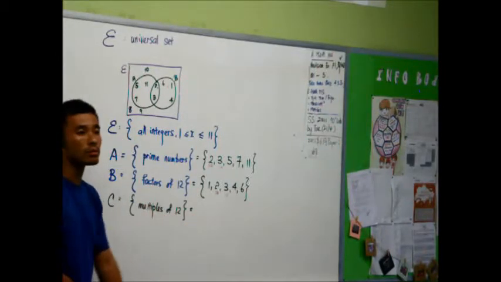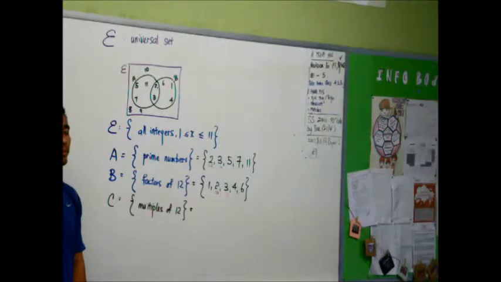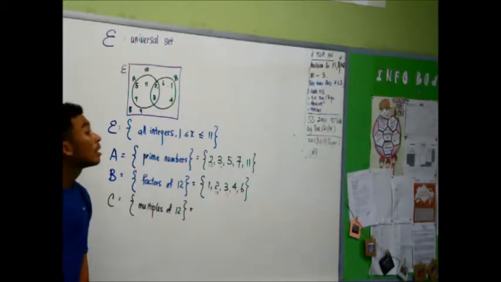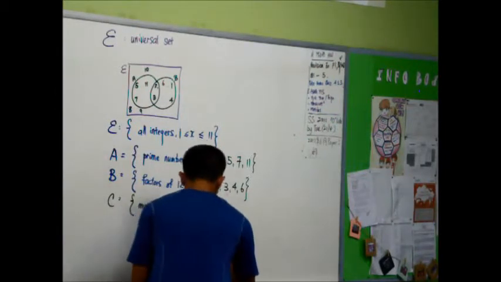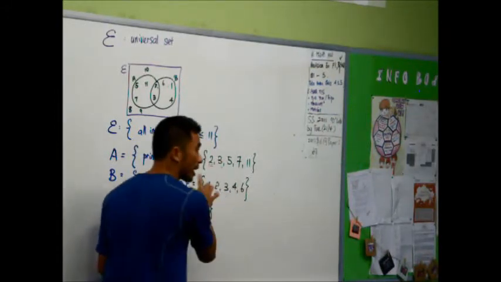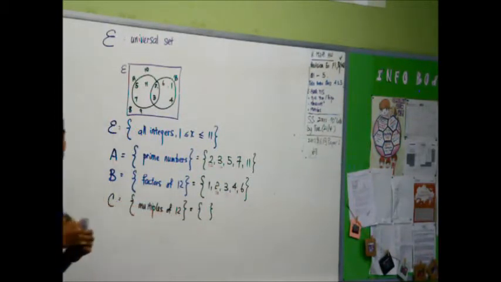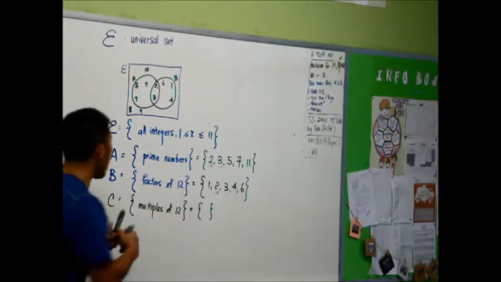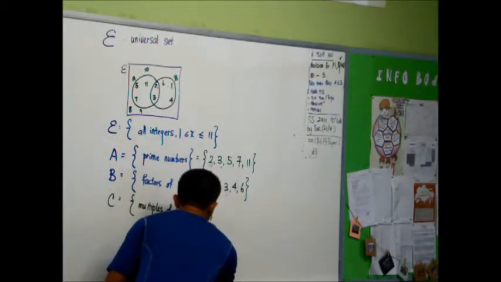How should I list out? Outside the box. Outside the box. Empty set, thank you. You still list out using a curly bracket, but don't write anything inside. Okay? This is what we call empty set.